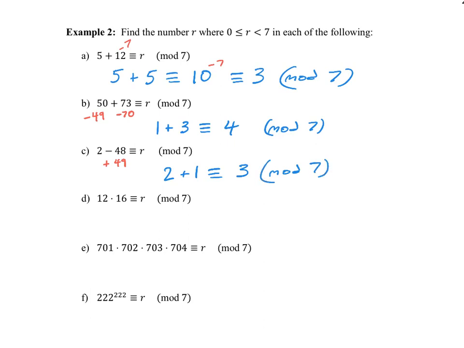Okay, and the next one we have 12 times 16. So in this problem we can really make use of doing this in our head and reducing first. So instead of doing 12 times 16, we certainly want to reduce: subtract 7 from the 12, and from the 16 we can subtract 14. So we would end up with 5 times 2. That's 10, which we already discovered above is 3 in mod 7.